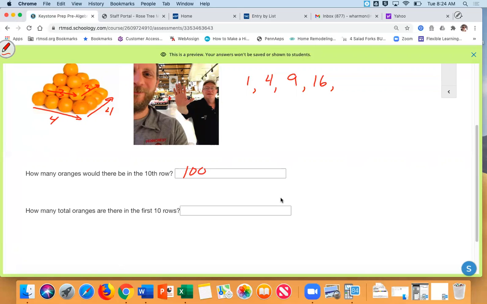How many total oranges are there in the first 10 rows? So I'm asking you, it's 1 plus 4 plus 9 plus 16 plus 25 plus 36 plus 49 plus 64 plus 81 plus 100. And I actually don't know that off the top of my head. 385.